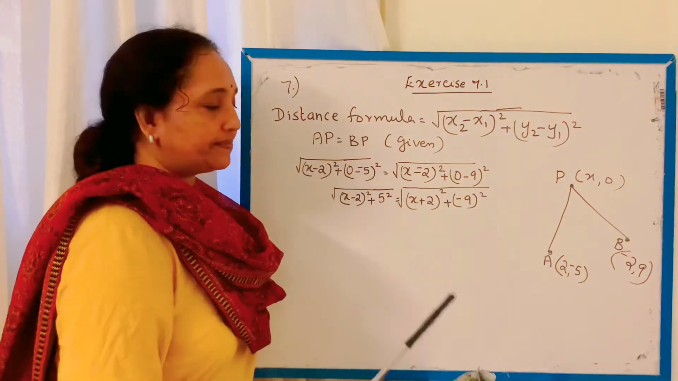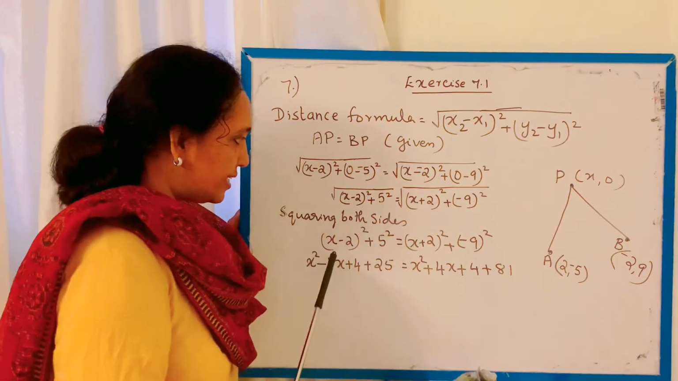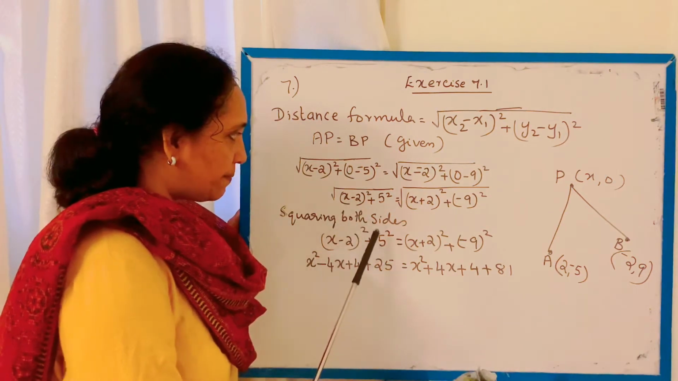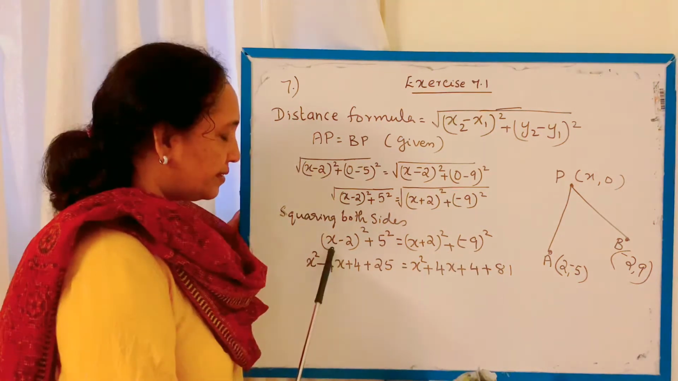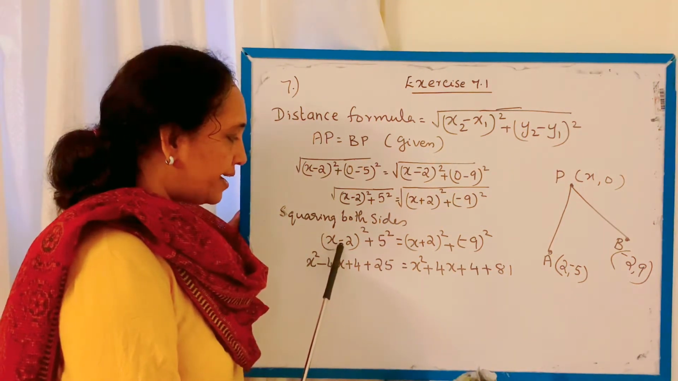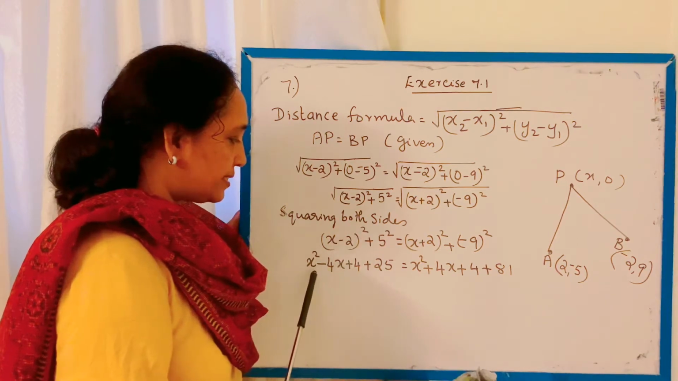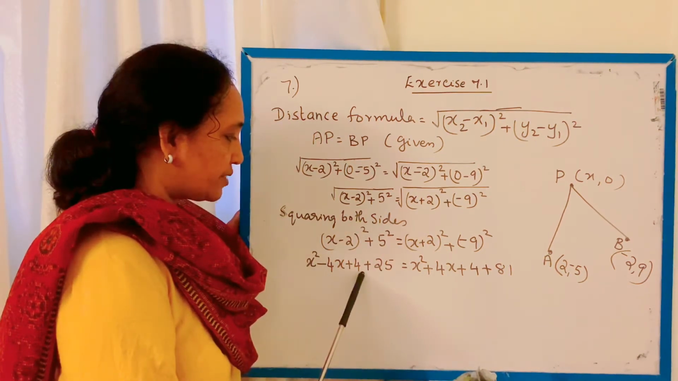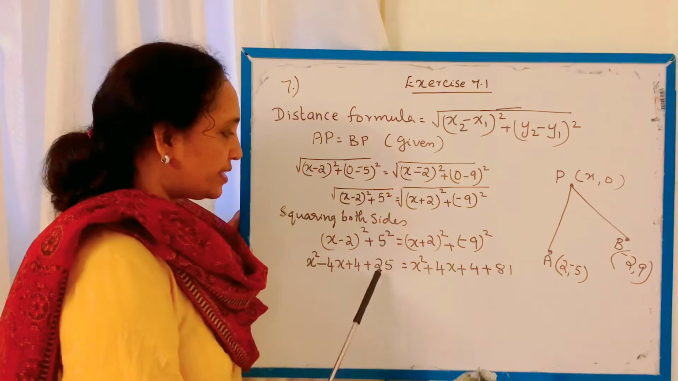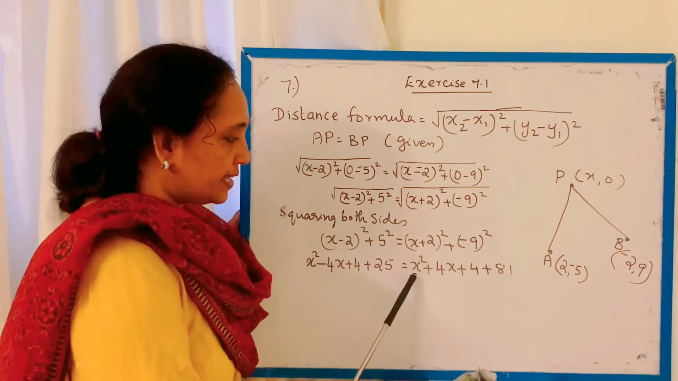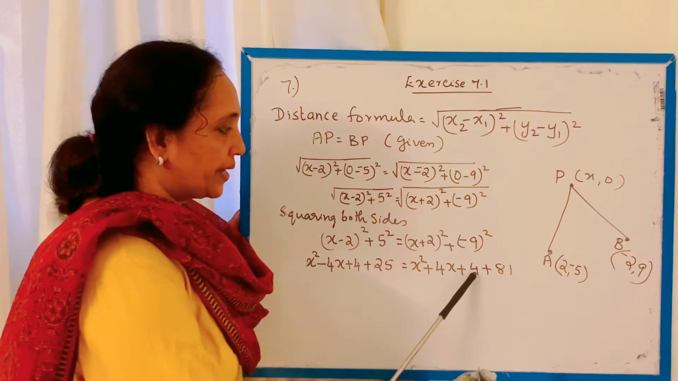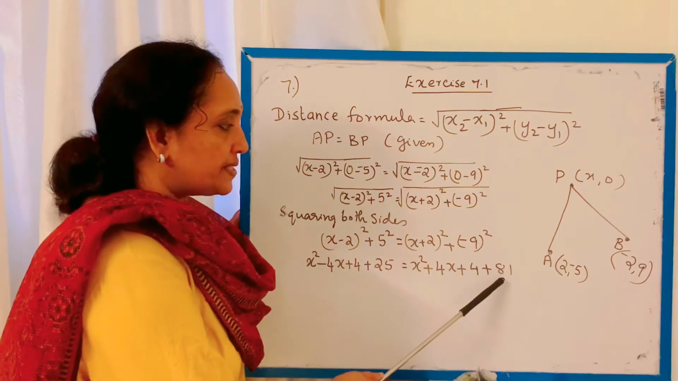Look here, squaring both sides, then you will get (x minus 2) the whole square plus 5 square is equal to (x plus 2) the whole square plus -9 square. Here we are using the (a minus b) the whole square form. That means you will get x square minus 4x plus 4. Then 5 square is 25. Here also the (a plus b) the whole square form, that means a square plus 2ab plus b square. Then -9 square is plus 81.